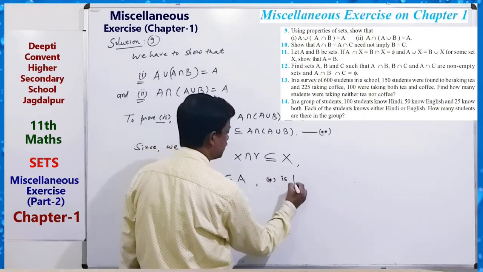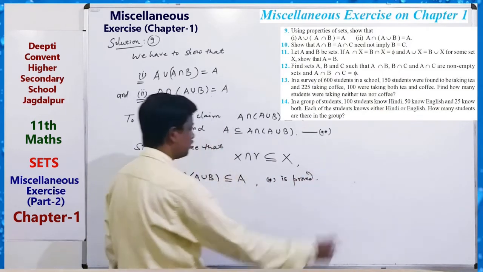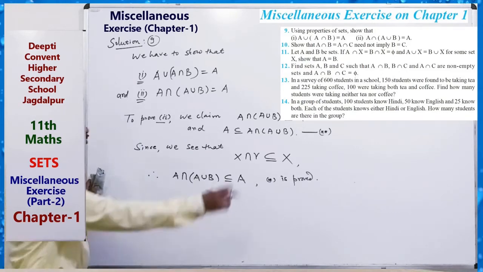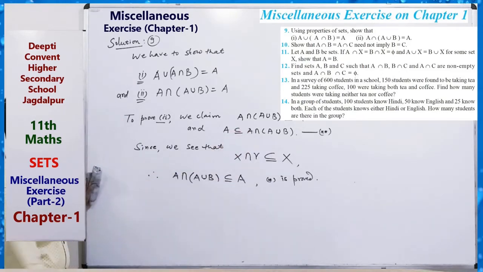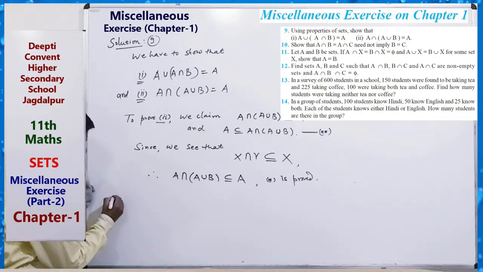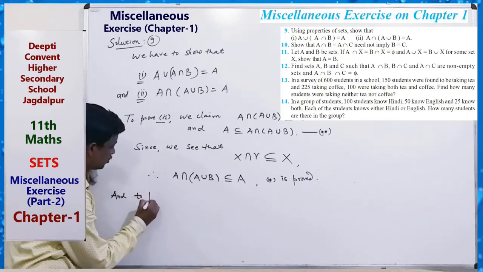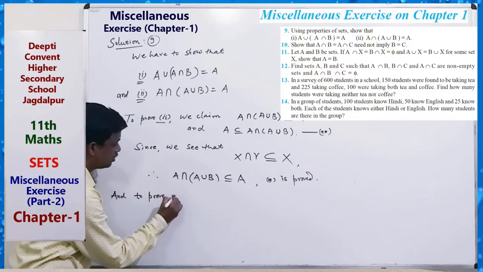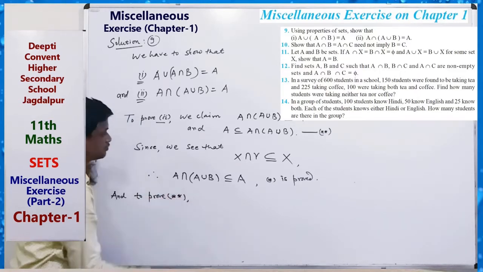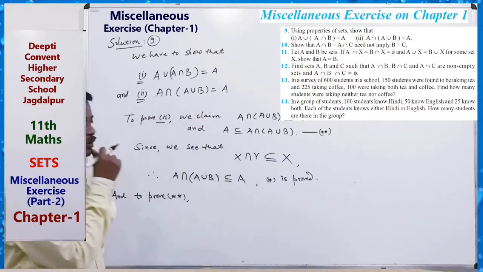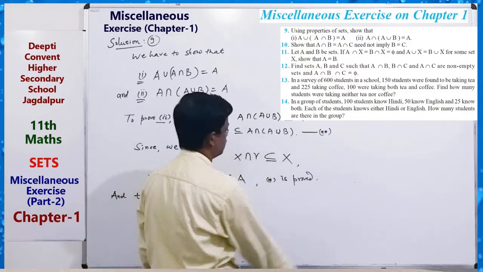The statement is proved. Clear? And now for this part, to prove the double star, let x be any element of A. Then we have to prove this.